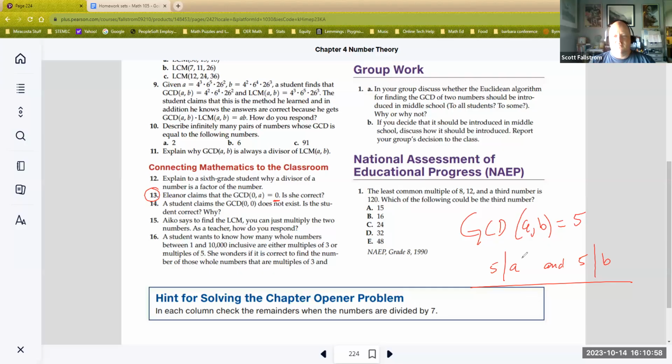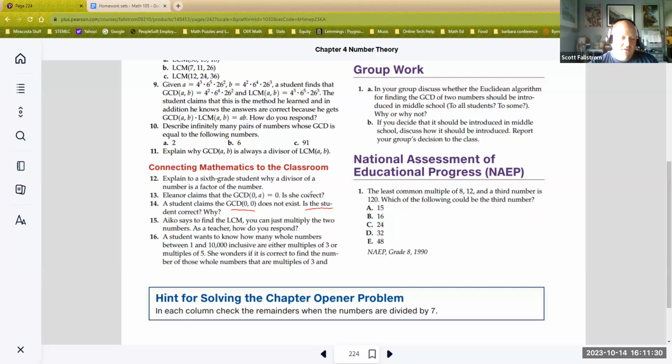Yeah, I think that's probably the easiest way to do it. So is the student correct? Is there a misconception here? How would you assist them in understanding whether they are or are not correct? And if they are incorrect, what is the correct value for the GCD of 0 and A? 14, a student claims the GCD does not exist. Okay, so again, if it does not exist, what does that represent? What does that mean? Is the student correct and why?